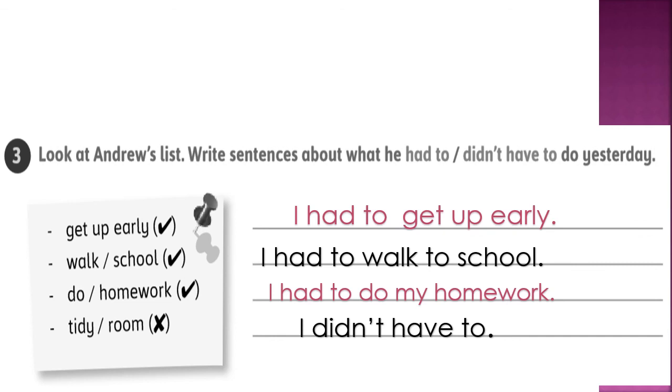Number one, get up early. We have a tick. That means he had to do it. I had to get up early. Walk to school. I had to walk to school. I had to do my homework. I didn't have to tidy my room. Also, we can say he had to get up early. He had to walk to school. He had to do his homework. He didn't have to tidy his room.